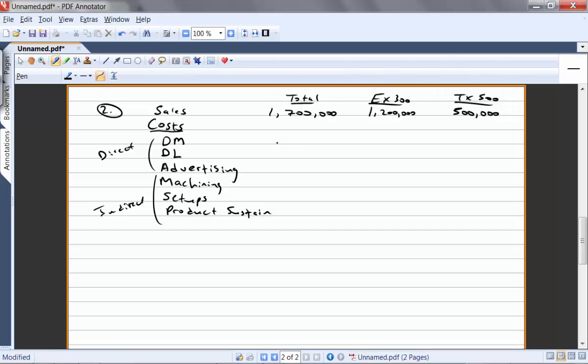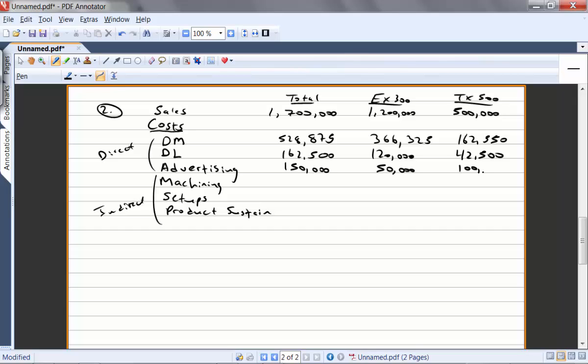All right, our direct materials, same thing, 528,875. And then we know 366,325 for E, 162,550 for T. It gave us all this. Direct labor, we know the total was 162,500, and 120,000 went to E, and 42,500 went to T. Then advertising, it told us the total was 150,000. It said we could trace 50,000 of that to the E and 100,000 of it to the T.